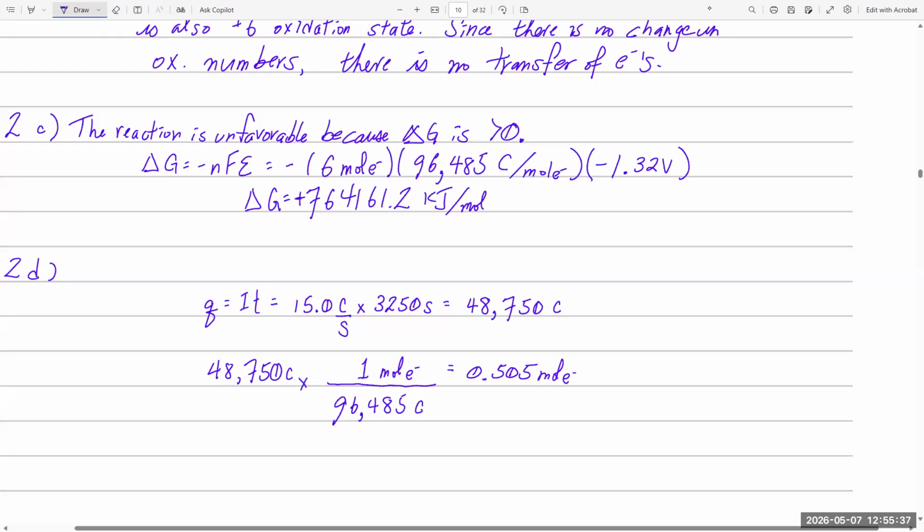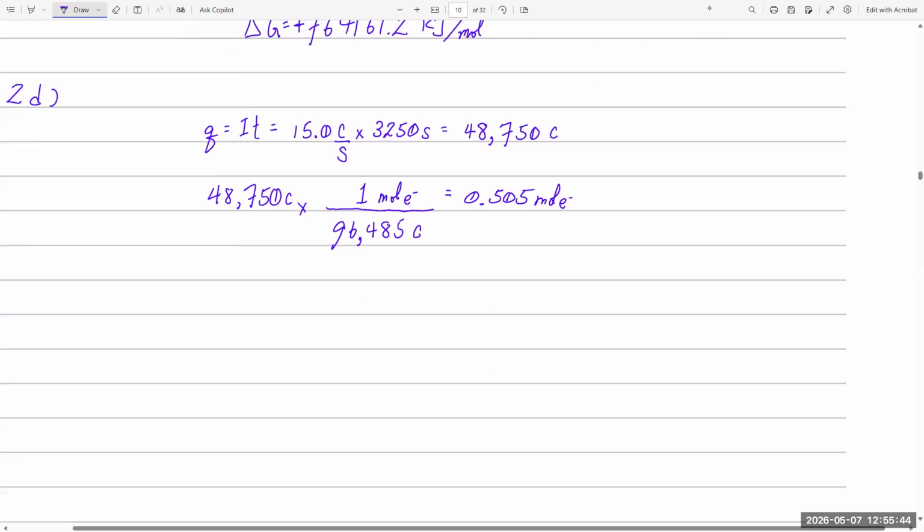We're not done though, right? So now what we need is equation 2. I hope you have the equation in front of your face because I have it here also, so I don't have to scroll back. But let me explain what's going on. Now it's just stoichiometry, right? You got 0.505 mole of electrons, and you want to go from moles of electrons to moles of chromium.